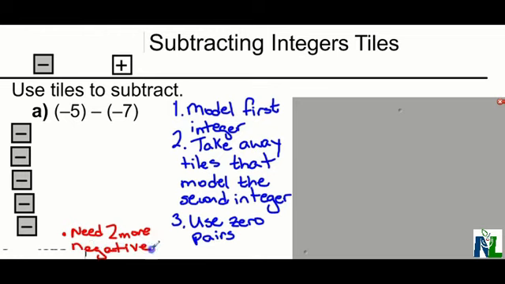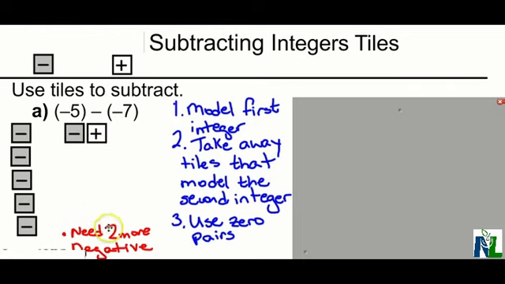Well, how can I do that? Well, I can do this using 0 pairs. So I'm going to add a 0 pair. And adding 0 pairs does absolutely nothing to this initial representation of -5. I still have 1, 2, 3, 4, 5 excess negative tiles here. So this 0 pair, all I really did was add 0. And if I add 0 to anything, well, you just end up with what you had originally.